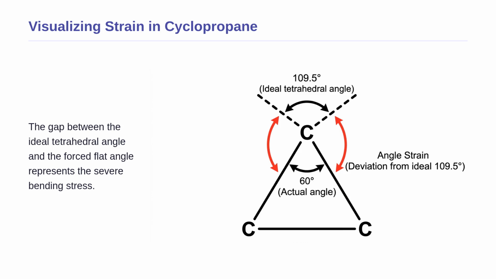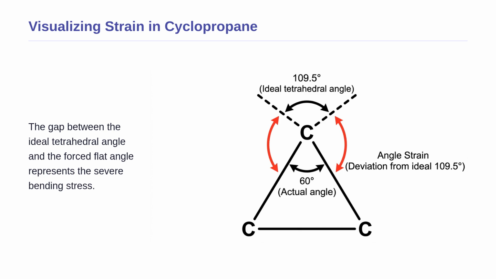This diagram perfectly visualizes the mathematical calculations we just performed for cyclopropane. Look at the top carbon atom. The dashed lines represent where the carbon bonds actually want to be, sitting at a comfortable 109.5 degrees. However, the solid lines show where the bonds are forced to be in order to close the three-sided ring at 60 degrees. The red arrows highlight the gap between the dashed line and the solid line.